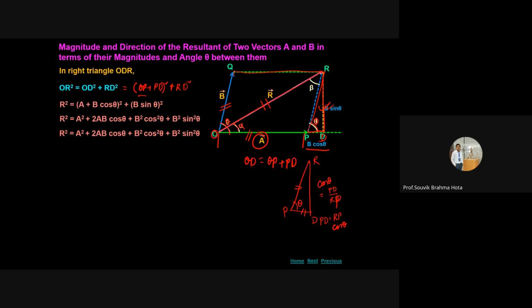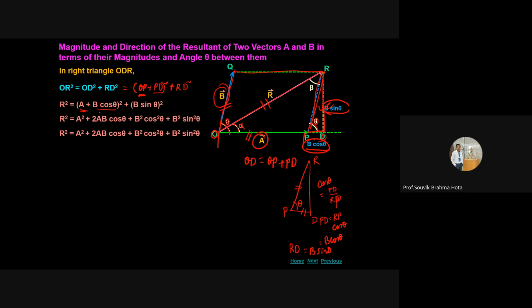Now RP is what? See, QO and RP are the opposite sides of this parallelogram. So if QO is B, RP is also B. So PD is equal to B cos theta. Similarly, RD is equal to B sin theta. That is what is written over there: B sin theta, this one, and this is B cos theta. Now in OP you write A, and PD you write B cos theta. So OP plus PD is A plus B cos theta whole square, and RD is B sin theta whole square.